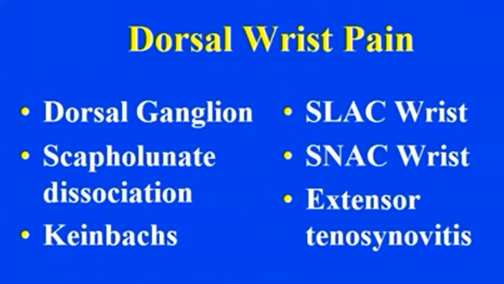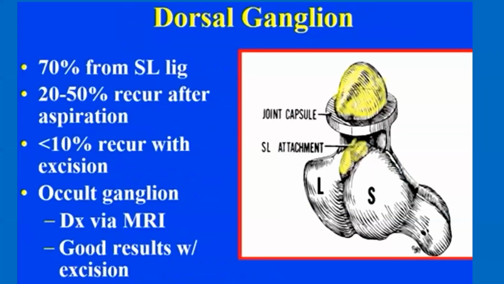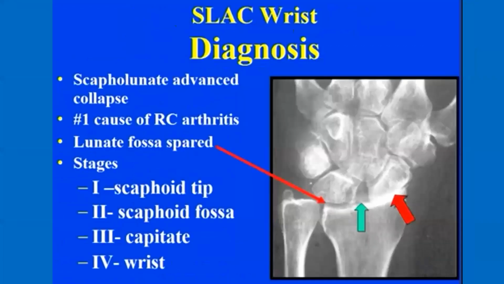Don't forget about scapholunate dissociation. And this is very important because they'll end up having a weak wrist and, with time, degenerative arthritis. You see, when you have this, you'll have a dissociation between the motion of the lunate and the scaphoid.